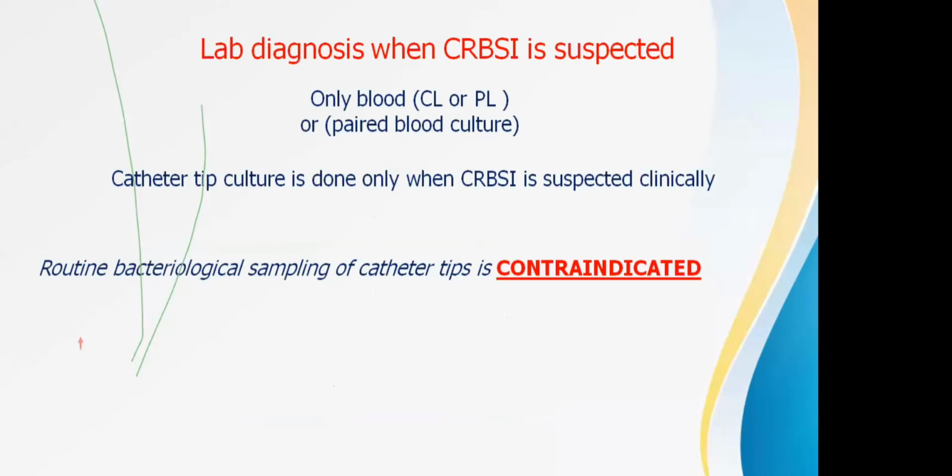So how do you diagnose catheter-related bloodstream infections? As I said, there has to be a paired blood culture. No single blood culture is taken up. There are hospitals where a practice is still followed that tip cultures from the catheter, whichever is placed in the bloodstream, are generally taken. It is not to be taken up. It is completely banned nowadays. Nobody goes for these tip cultures.